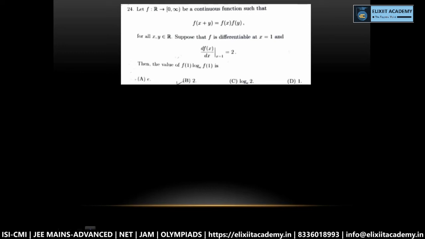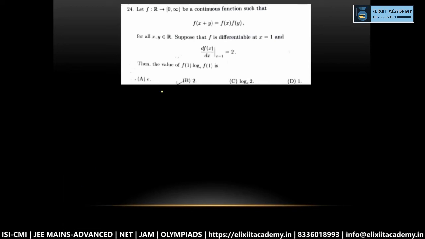This functional equation is given, and you're asked to find a value. Some conditions are given, which is that f is differentiable at x equals 1, and d of f(x) upon dx, where x equals 1, is equal to 2. This is given.